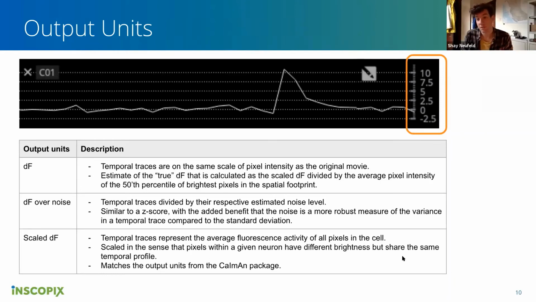Scaled DF is probably the hardest to interpret of the three, and I think that's probably why it's been hard to interpret from CaImAn as well. We wanted to offer it here because we want users to have the option to match CaImAn outputs exactly, so they can get the same units and see that we can provide the same thing. But they're harder to interpret. Scaled DF refers to the fact that you're normalizing to the spatial footprints, but it's not totally intuitive how you then compare the traces to each other. So we think that DF over noise and DF will be the more interpretable units, and that scaled DF will be used when users want to directly compare the results to CaImAn.